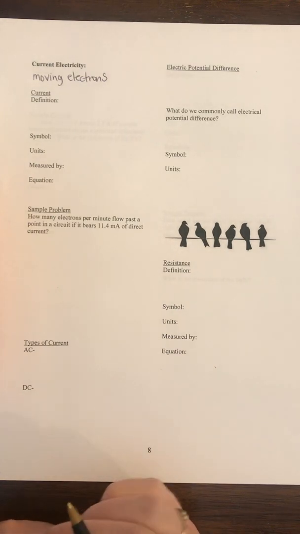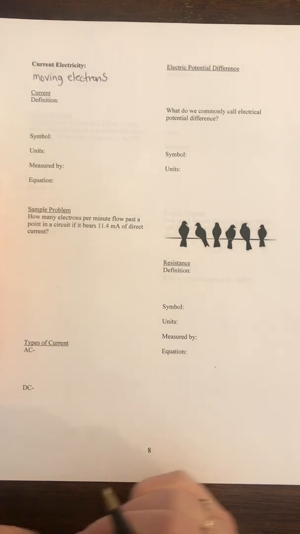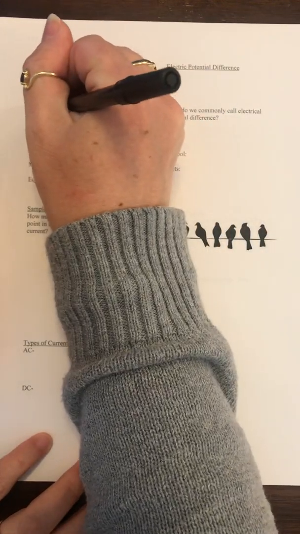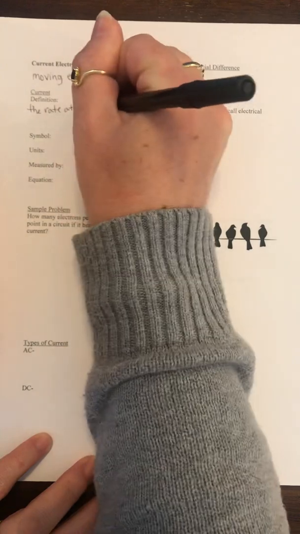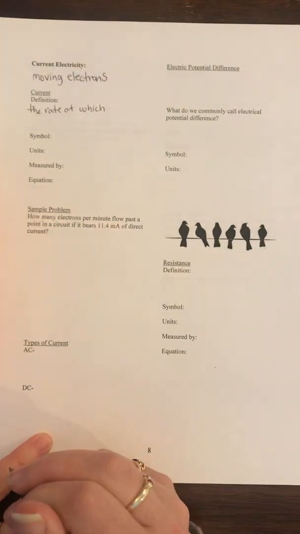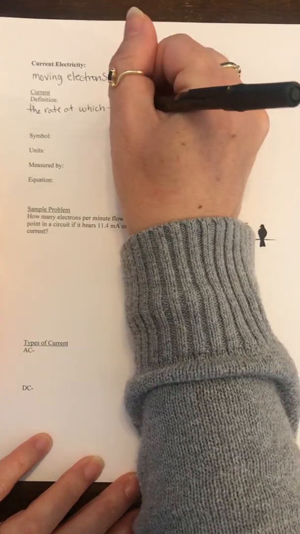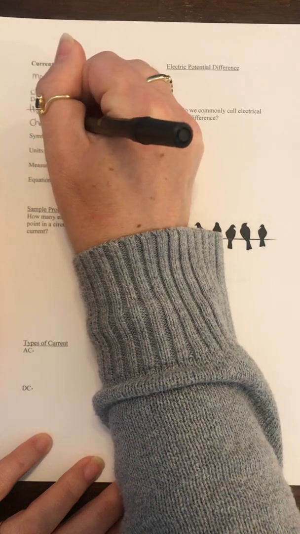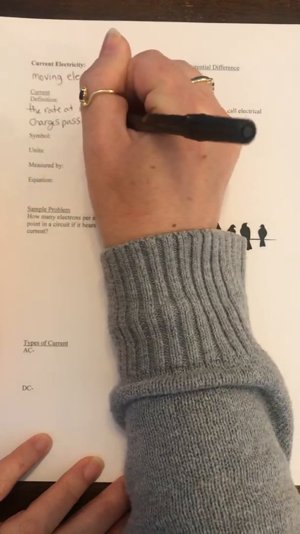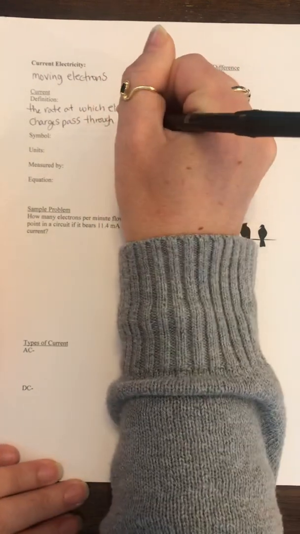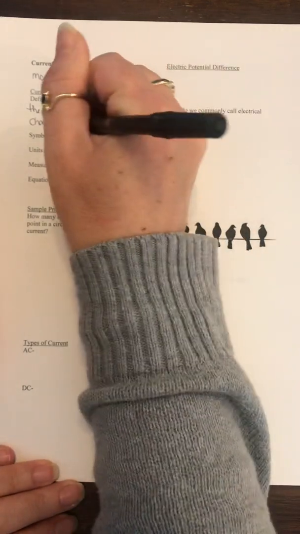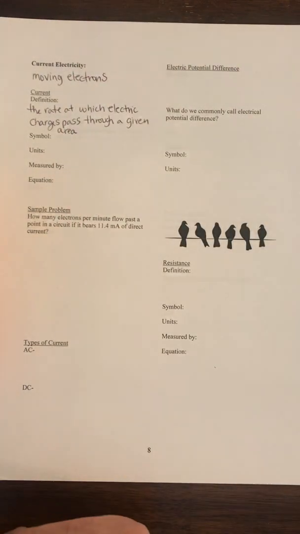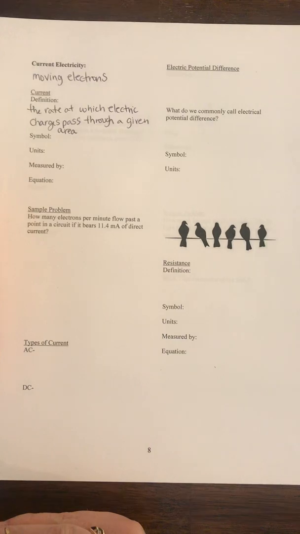Okay. And specifically, if we were to define current, we would say this was the rate at which electric charges pass through a given area. And specifically, what types of charges are moving? Well, we know that electrons are the ones that are moving. So this is really the rate at which electrons pass through a given area.